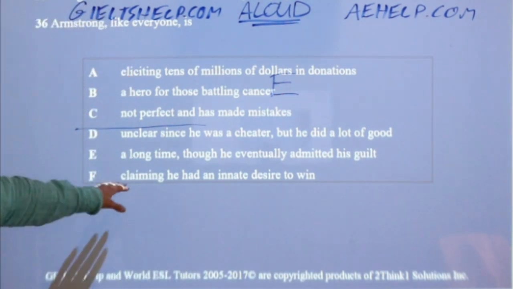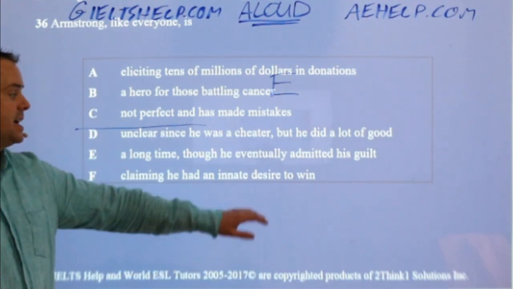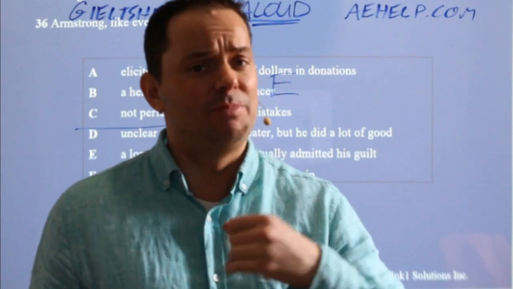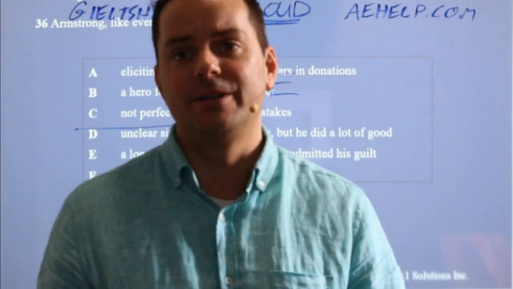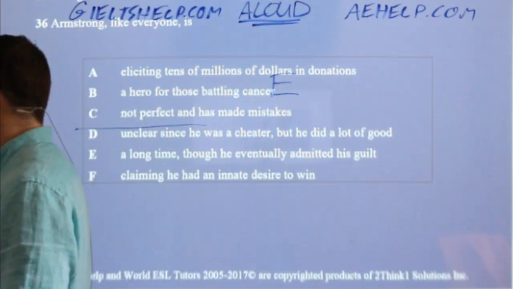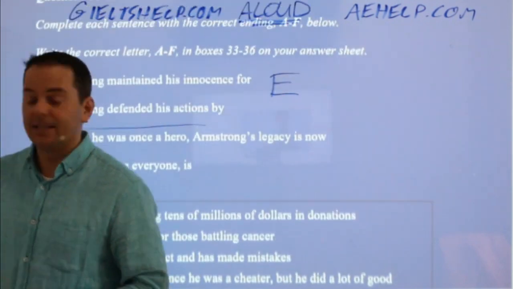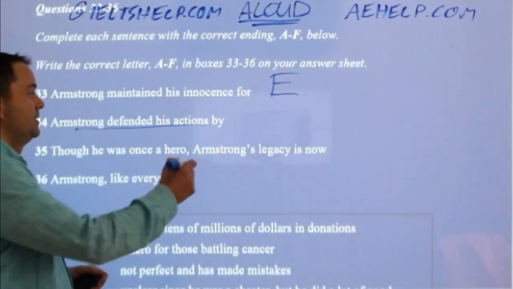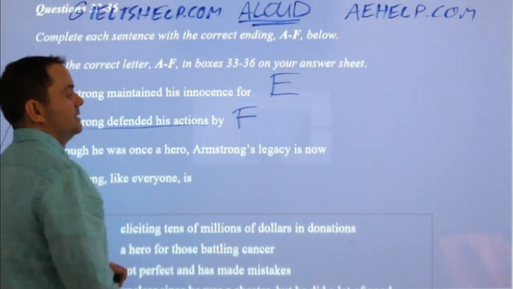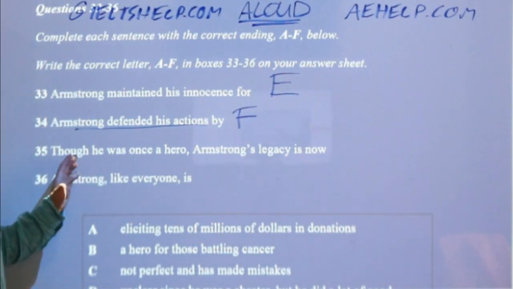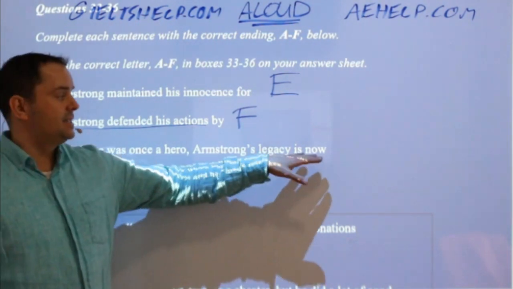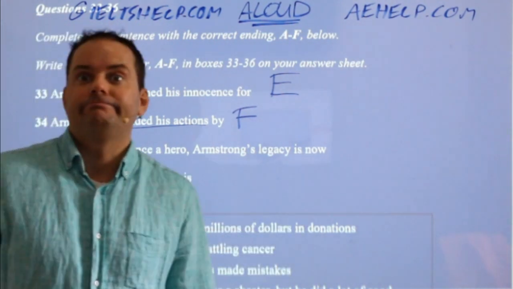Yeah, claiming he had an innate desire to win. He really, really wanted to win. I cheated because I really, really wanted to win. That's why I did it. So F is the correct answer for those of you who thought F for the second one. Right. Okay. Though he was once a hero, Armstrong's legacy is now what?